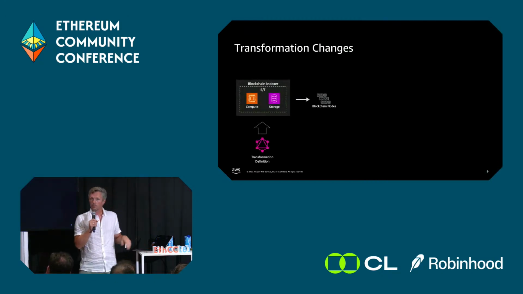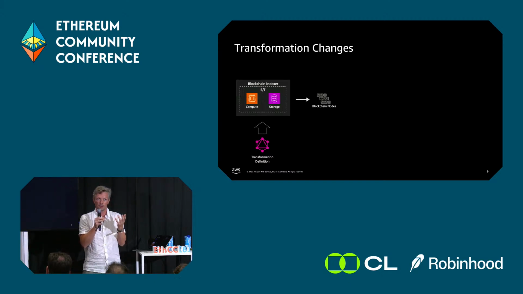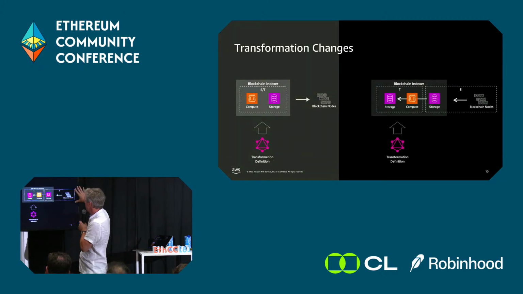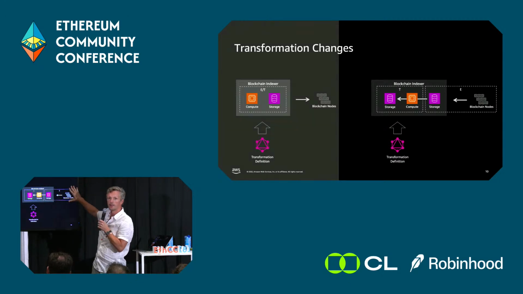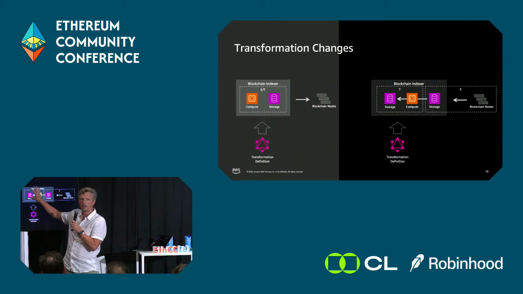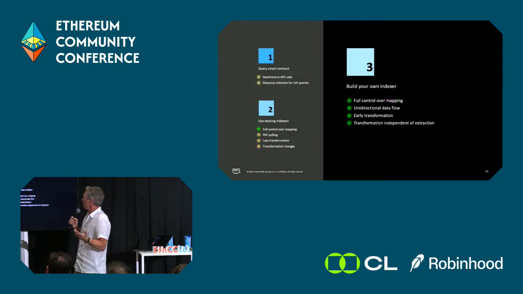And finally, the last one: if your transformation changes, you want to make sure that you don't have to re-index the full blockchain, which we would normally do because the extraction and the transformation is really one process. What we want to do instead is have the extraction part getting the data from the blockchain, store it somewhere, and then have the transformation part that only uses that storage instead of going back to the full node. So that's what we're trying to build here.